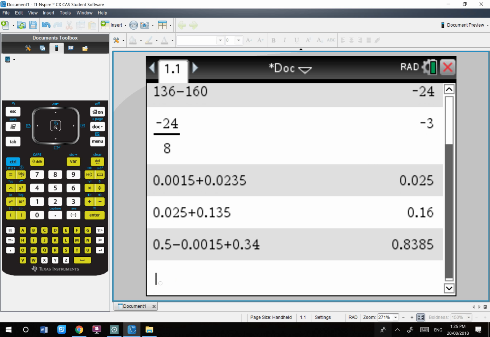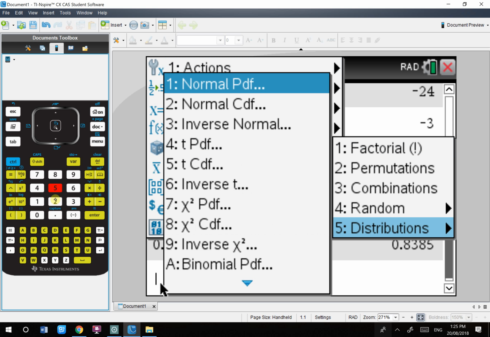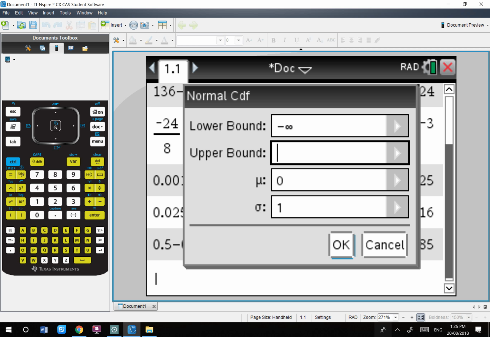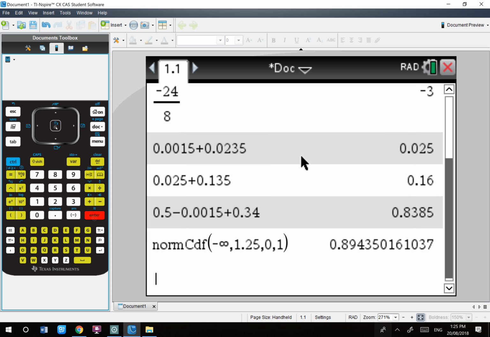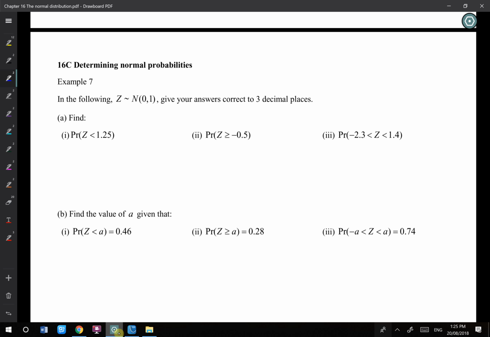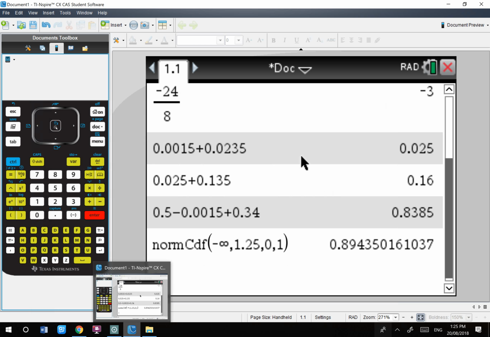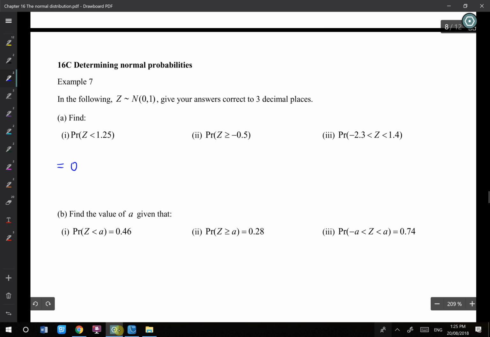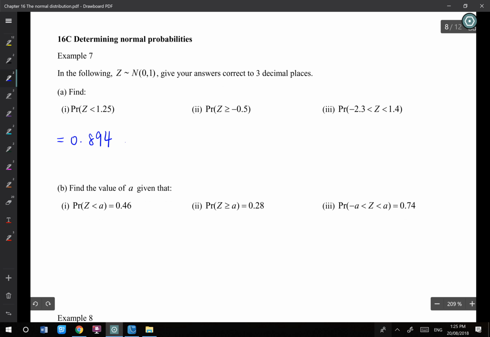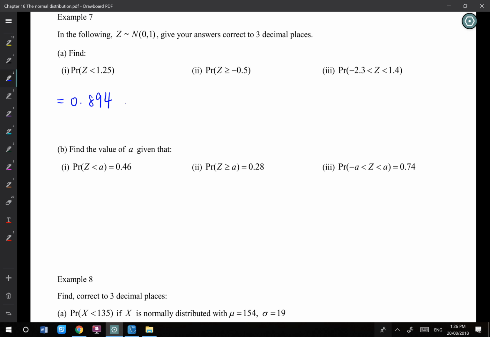Again, my questions. Menu 5, 5, 2, negative infinity, 1.25, and then enter. So we have 0.89435. So we need 3 decimal places, 0.894. Okay, 0.894. Well, you can do all the rest. Well, Z is greater than negative 0.5, negative 0.5 to infinity. In between that, lower bound, upper bound. So that's typed into the calculator.